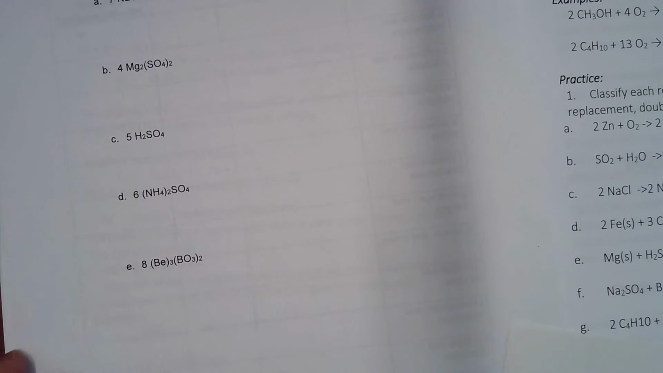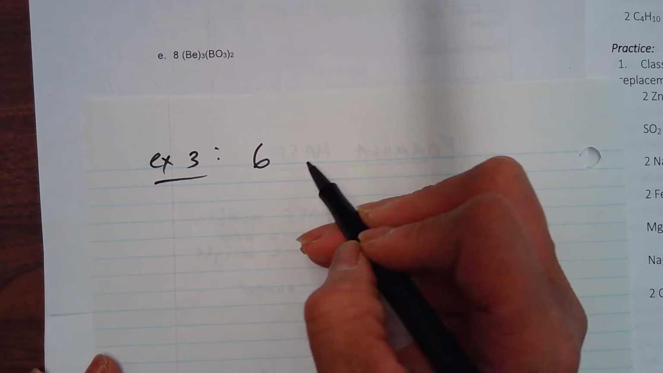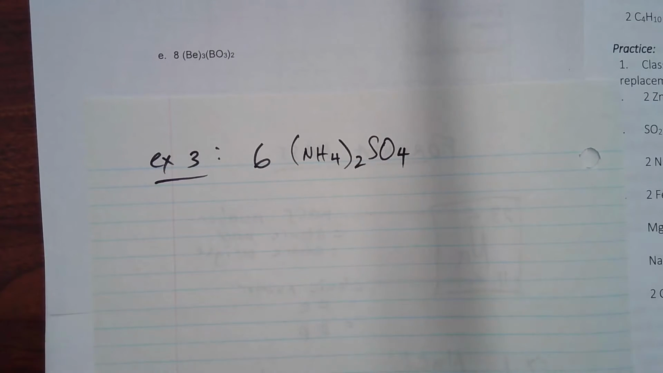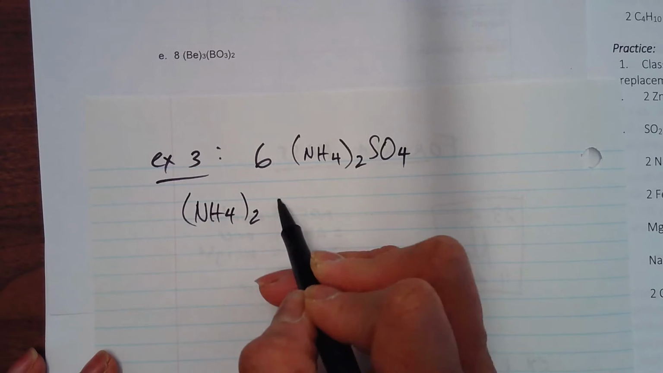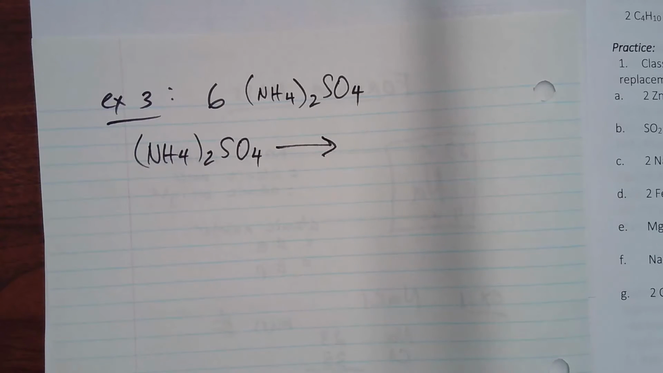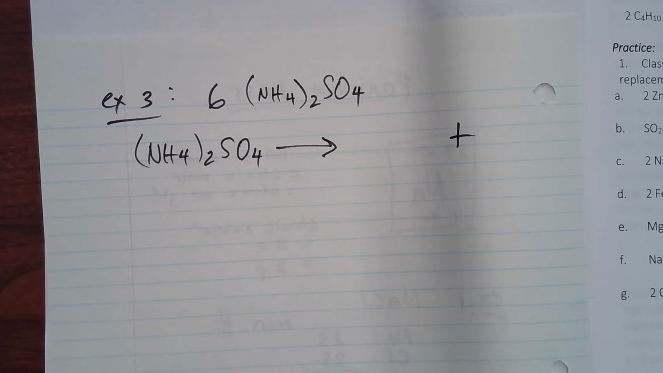Okay, so let's do something a little bit more challenging. Let's do ammonium sulfate. So we'll call this one example 3, ammonium sulfate. So we're going to do 6 molecules of ammonium sulfate. But before we do that, can you actually break this up for me, please? Let's break this down. That means this is going to be decomposed. So this will be a decomposition reaction. So go ahead and break it down into its ions. So it will be something plus something. What will you get? Can you try that?